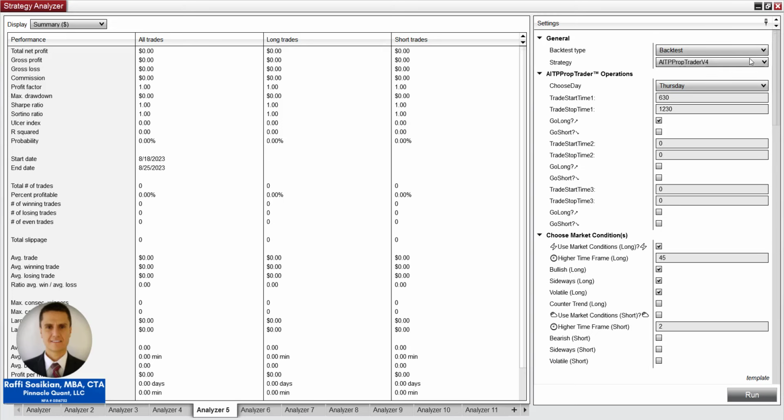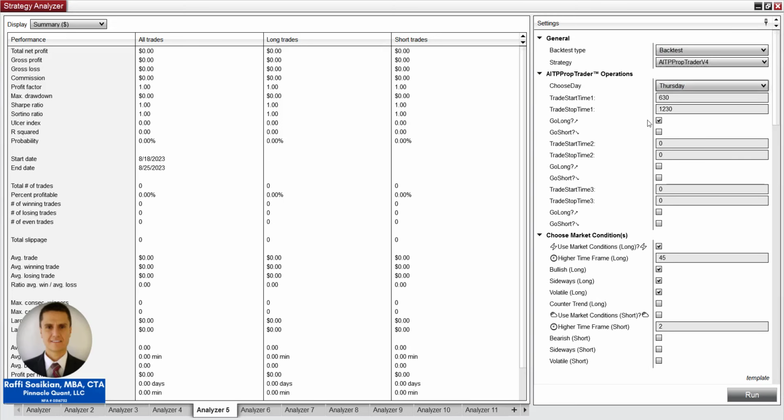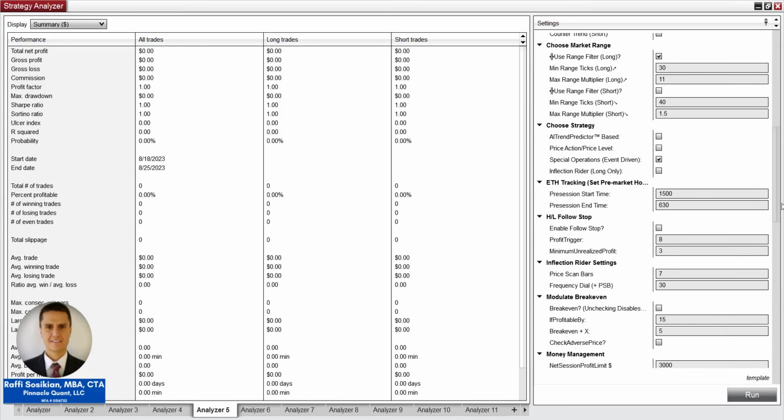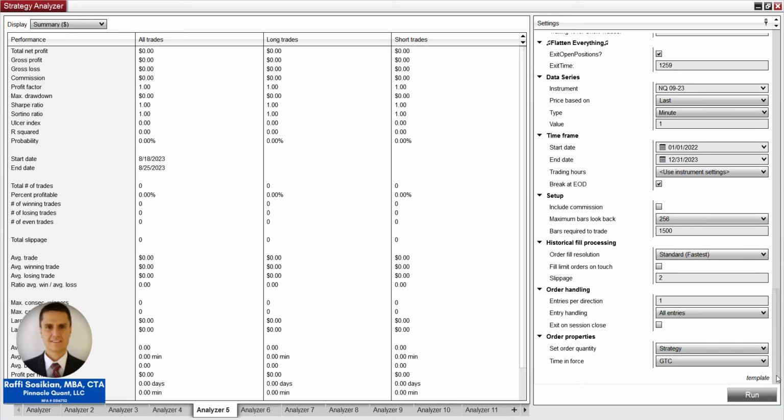Okay. So that's Thursday, 6:30 to 12:30. It is long only, obviously. So let's go and run this backtest. Looks like I've gotten 2 years here.